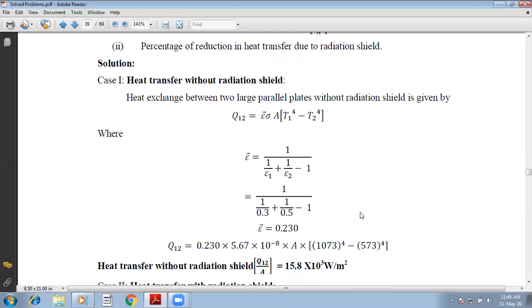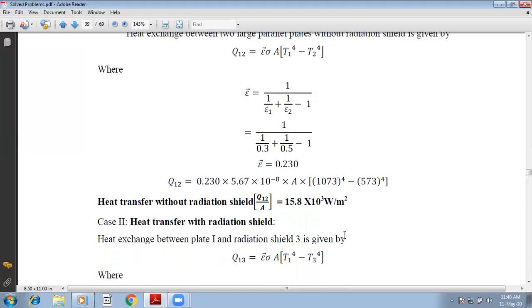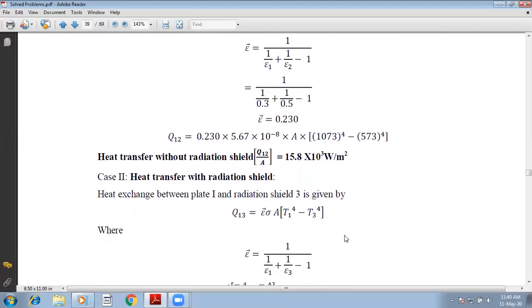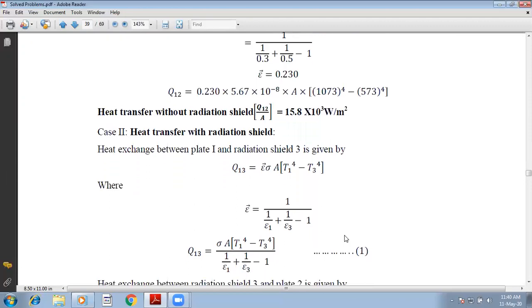If you substitute the value, considering area to be 1 meter square, the heat transfer without radiation shield per unit area will be 15.8 kilowatt per meter square, or 15.8 into 10 to the power 3 watt per meter square. In the second case, the heat transfer with radiation shield.